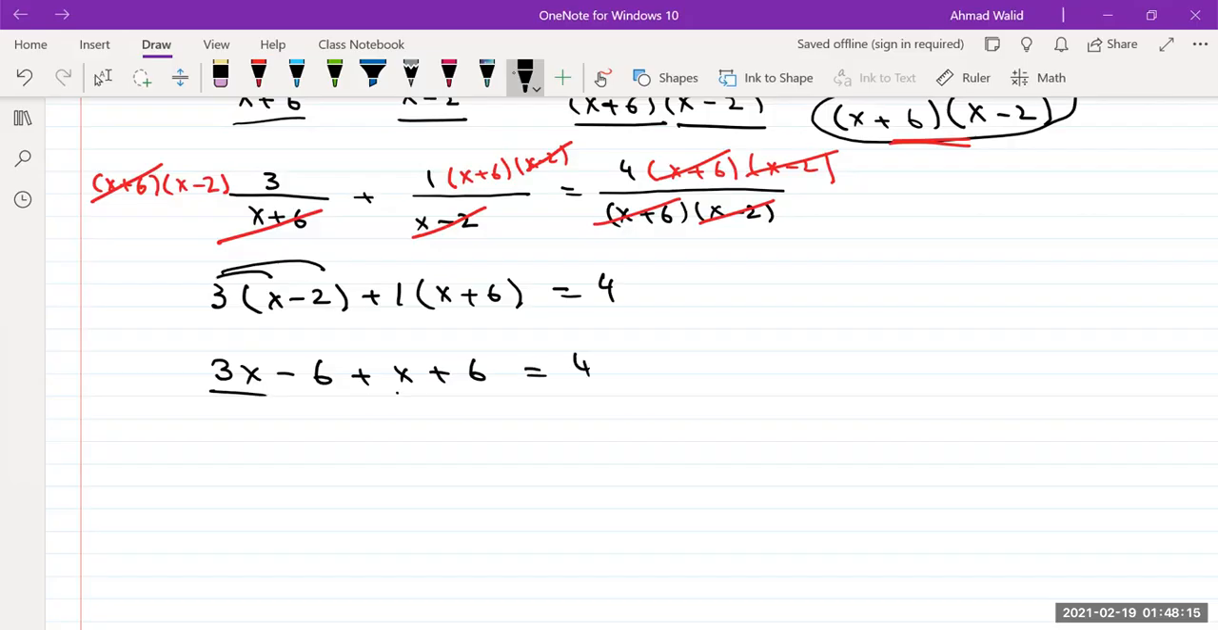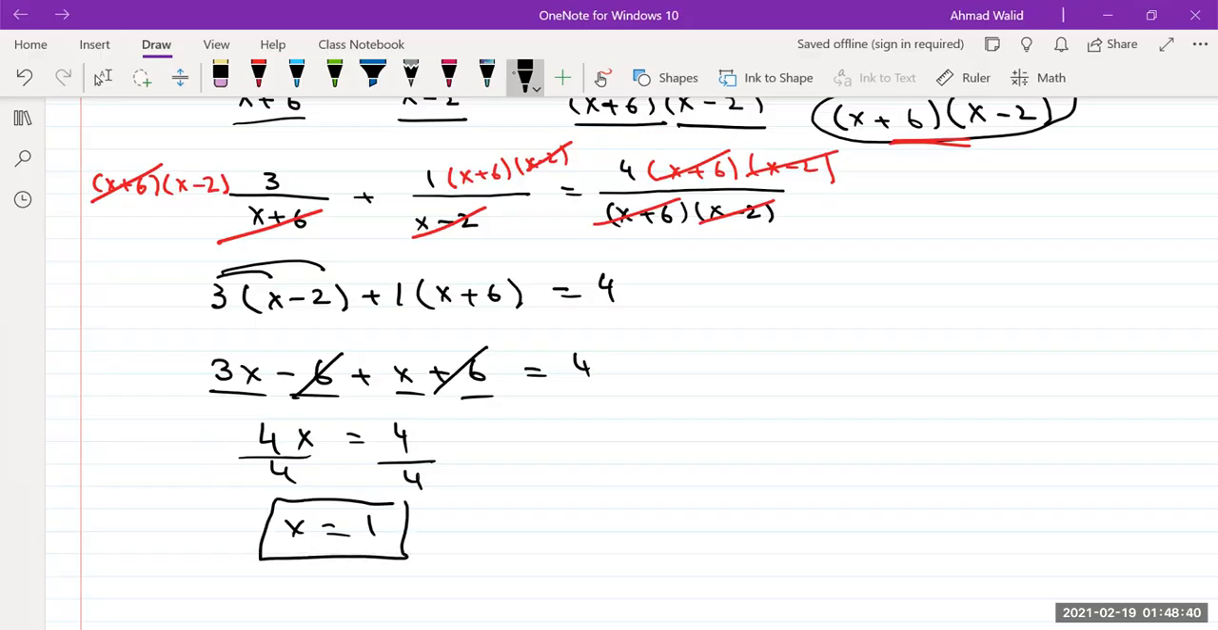Combine like terms on the left side. Positive 6, negative 6 cancels out. 3x plus x gives you 4x equals 4. Divide both sides by 4. Then x equals what? x equals 1 will be the final solution.